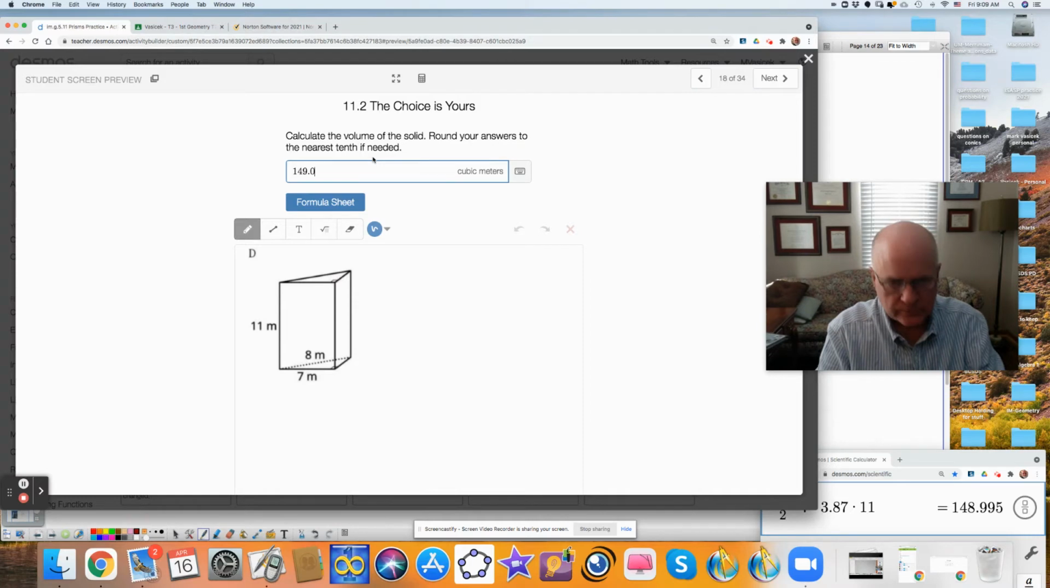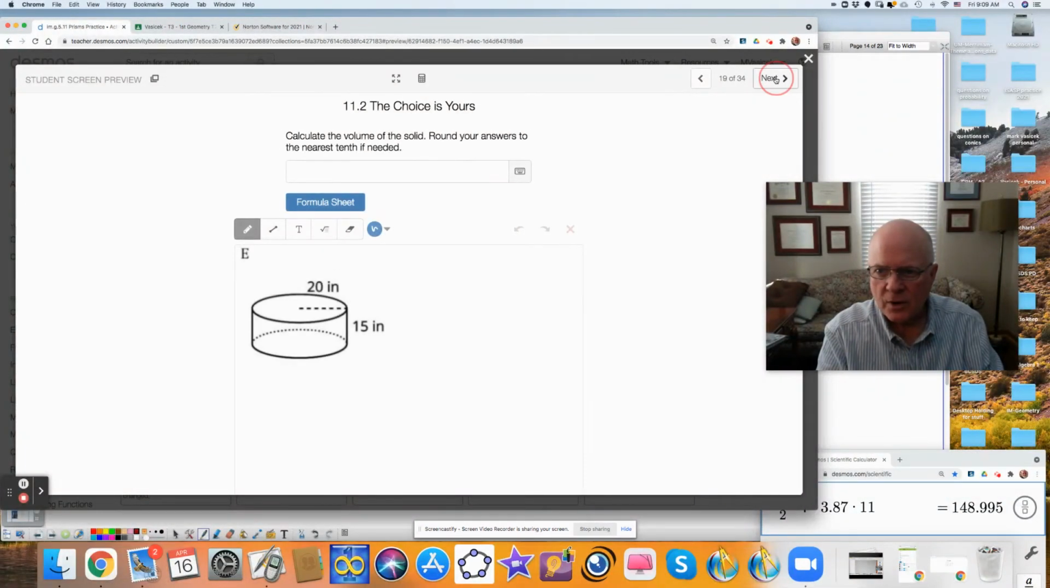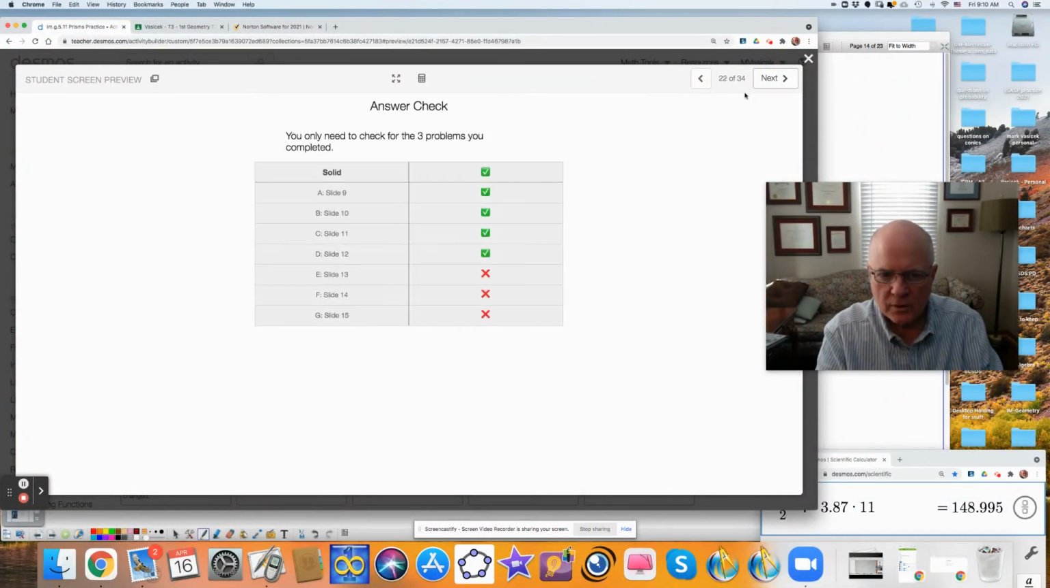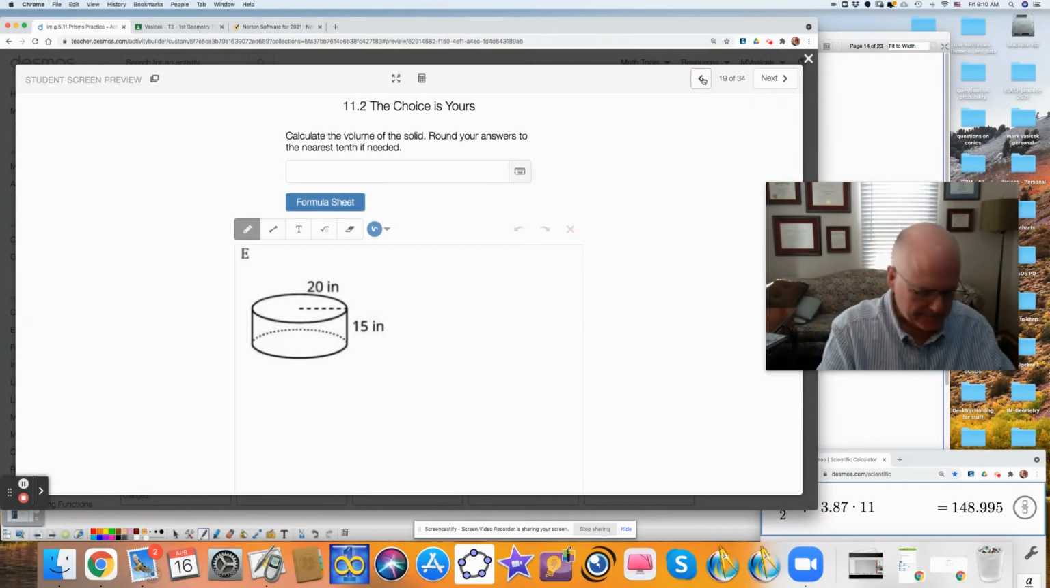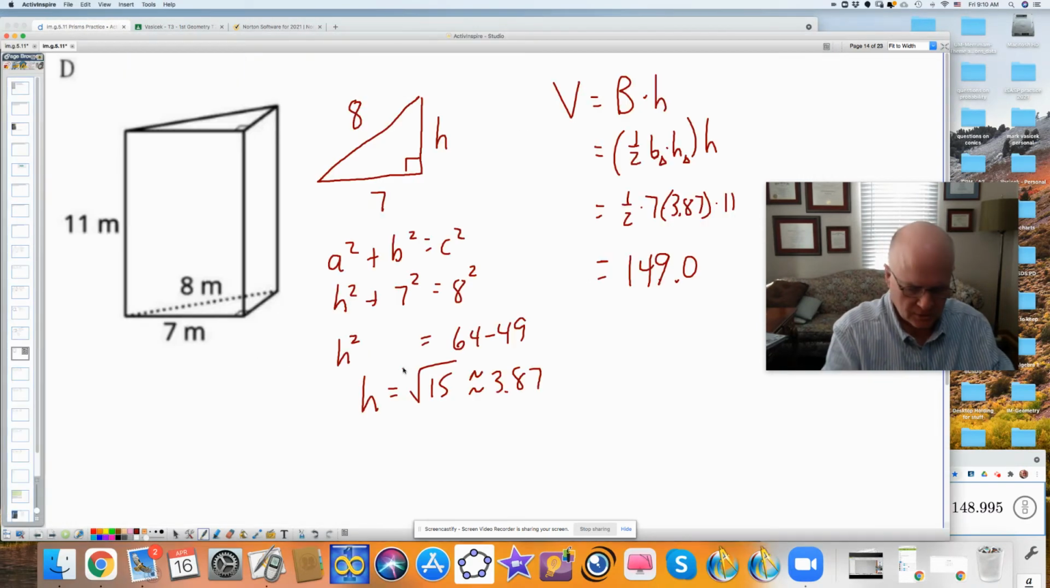149.0. And we'll check this on page 22. Sure enough, D is correct. To do problem E, this is relatively straightforward. I think that this is probably the easiest cylinder problem on the page here.